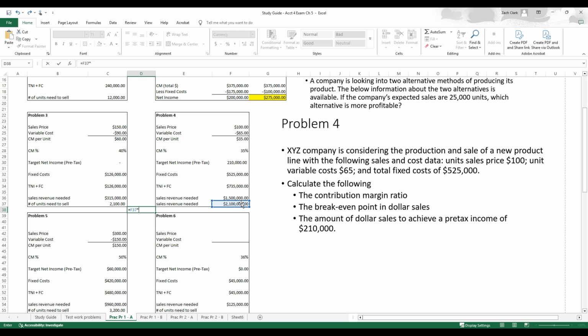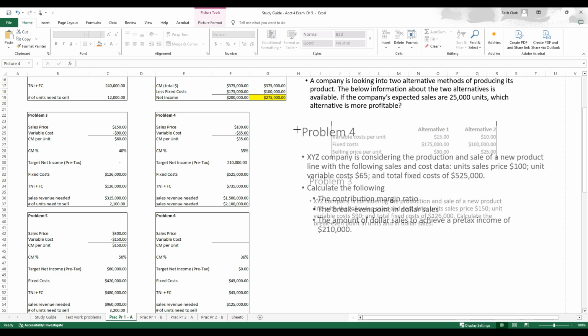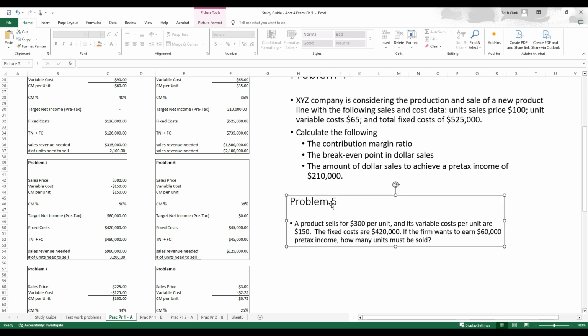And to prove it, 2.1 million times the 35% gets us 735,000. And then if we take out the fixed costs, that leaves us with the 210,000, and that's what we're shooting for. So pretty similar to the other problems there. Just a little practice, nothing too hard from a math perspective.